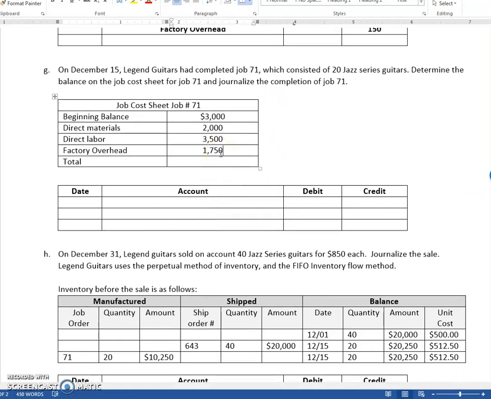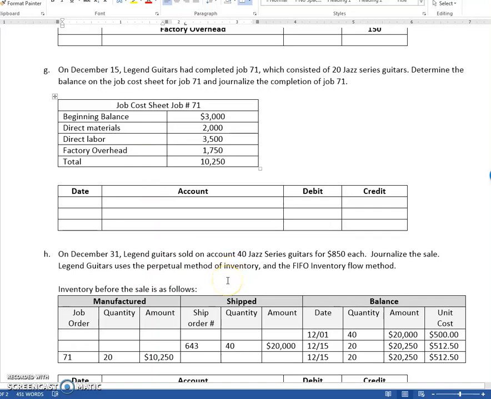When we add up the beginning number plus my direct materials, direct labor, and factory overhead, that will be $3,000 plus $2,000 plus $3,500 plus $1,750. So that entire job cost me $10,250 to make. Now, it was all in work in process, because remember I put this to work in process, I put this to work in process, and I put this to work in process. So all these costs are in work in process, but they're finished.